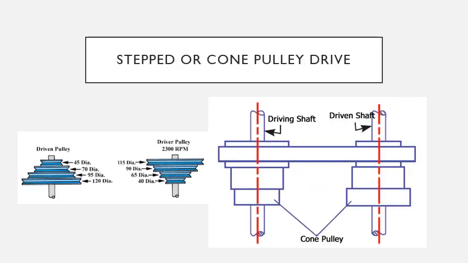So stepped or cone pulley. It is used for changing the speed of the driven shaft while the main or driving shaft runs at constant speed. So the purpose of this is to change the speed. Let's suppose you change the dial of the pulley and you shift the belt from here to here, then the speed of the system will change. So this is the driver pulley which is running at a constant 2300 RPM. If you change the dial of the driven pulley, then the RPM will change. So you just need to shift the belt from here to here, and the speed will change.